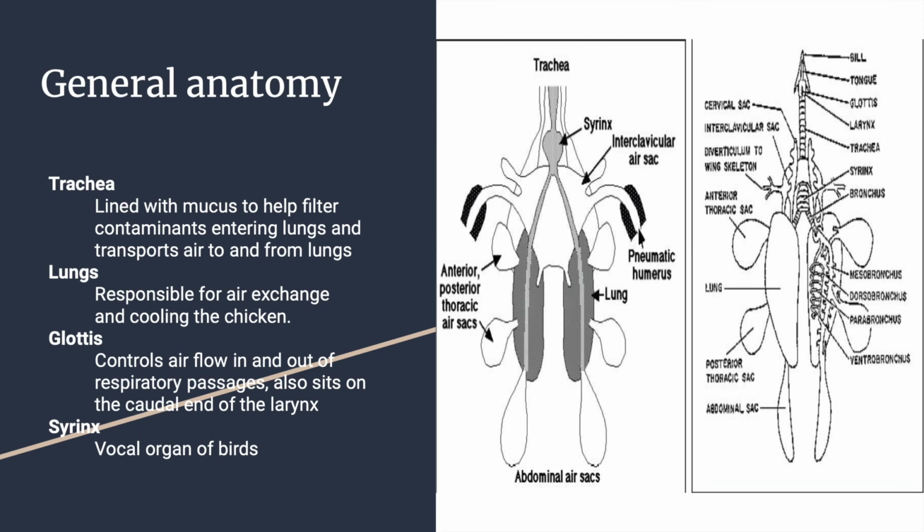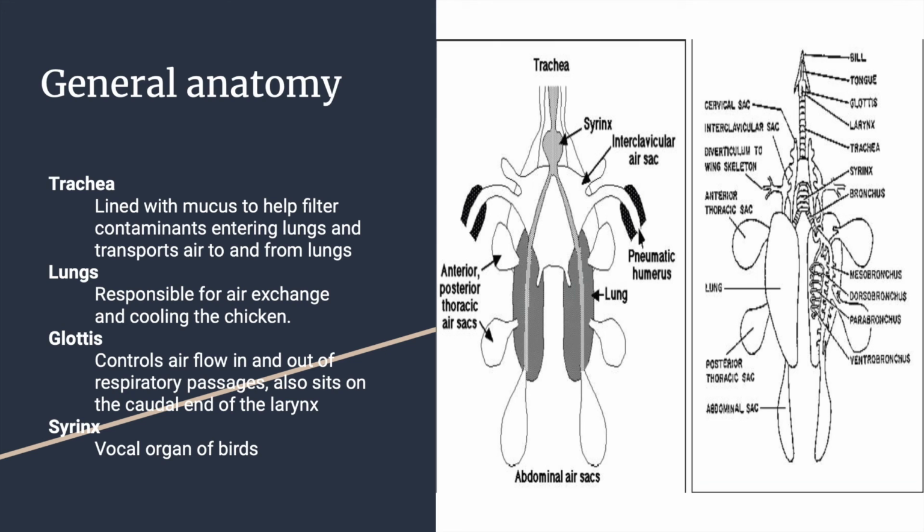So, onto the respiratory system of the chicken. Here we can see the general anatomy. The trachea is the main tube which transports air to and from the lungs. It's also lined with mucus, which helps to filter contaminants such as pathogens and dust from entering the lungs. The lungs are responsible for all air exchange, and they also help to cool down the chicken.